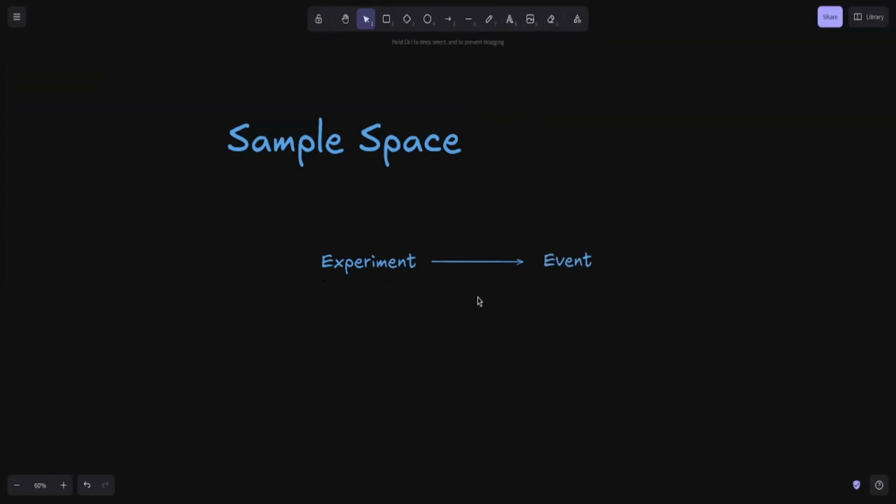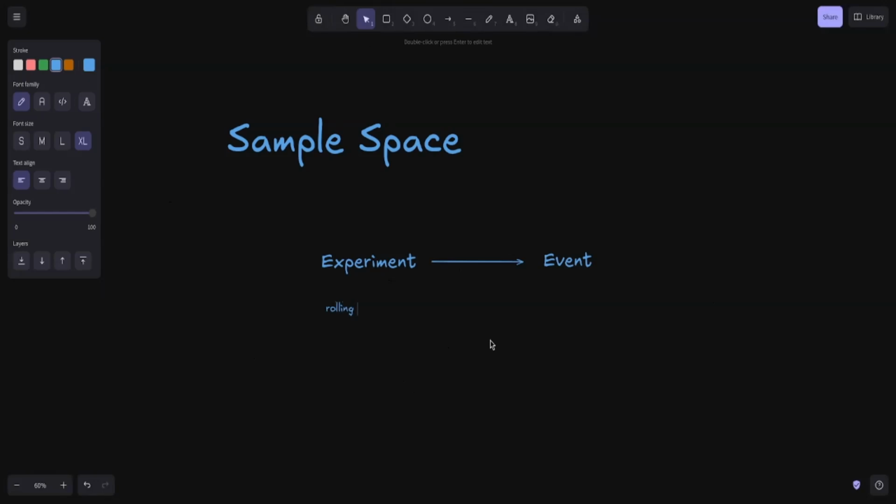What is my experiment? The experiment is rolling a dice, while my event is something like getting a 6. So after I do an experiment, I get to know an event. Getting a 6 is an event.